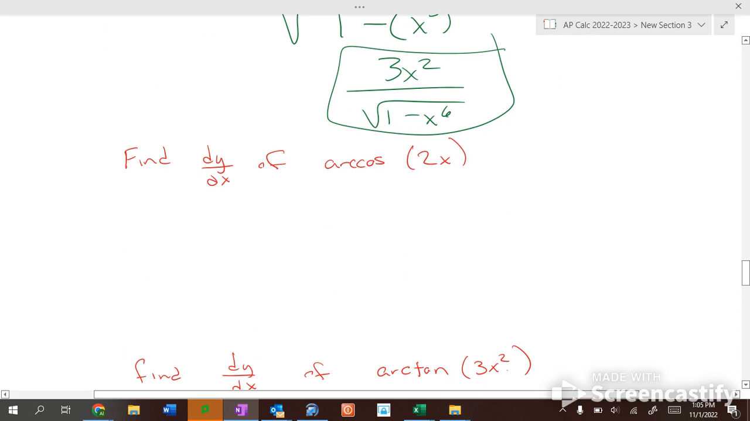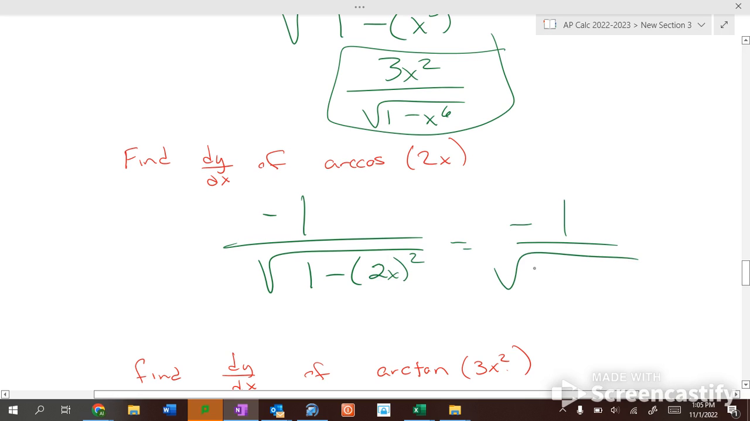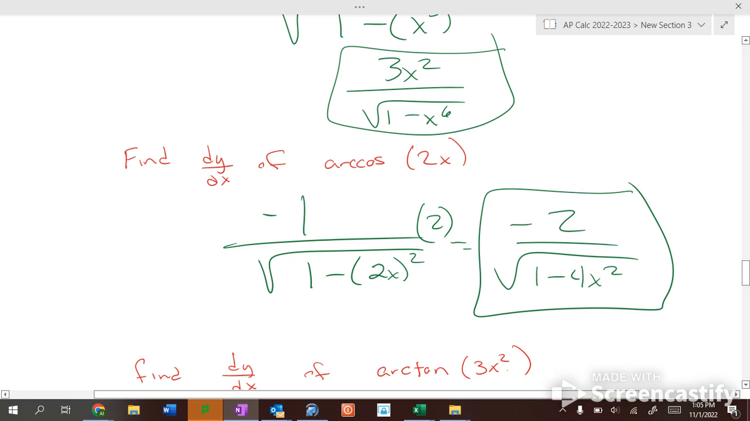Arc cosine of 2x. 1 over the square root of, isn't it 1 plus for cosine? No, because it's a negative one on top, isn't it? Oh, it's a negative 1 on top. Because I don't have my note card in front of me. So 2x and then it's squared, right? So it's negative 1 over the square root of 1 minus 4x squared, times 2, which is really negative 2. Okay?